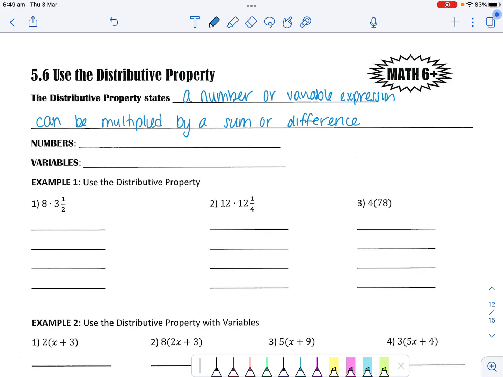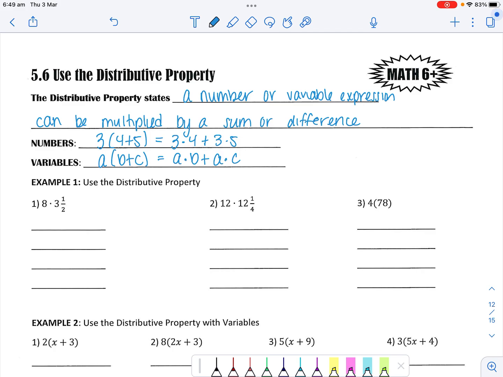In numbers, that's going to be something like 3 times (4 plus 5), where this is equal to 3 times 4 plus 3 times 5. In variables, that's going to be as if I had some variable times (something plus something), and then I can do the same thing. I can show that A times (B plus C) equals A times B plus A times C.